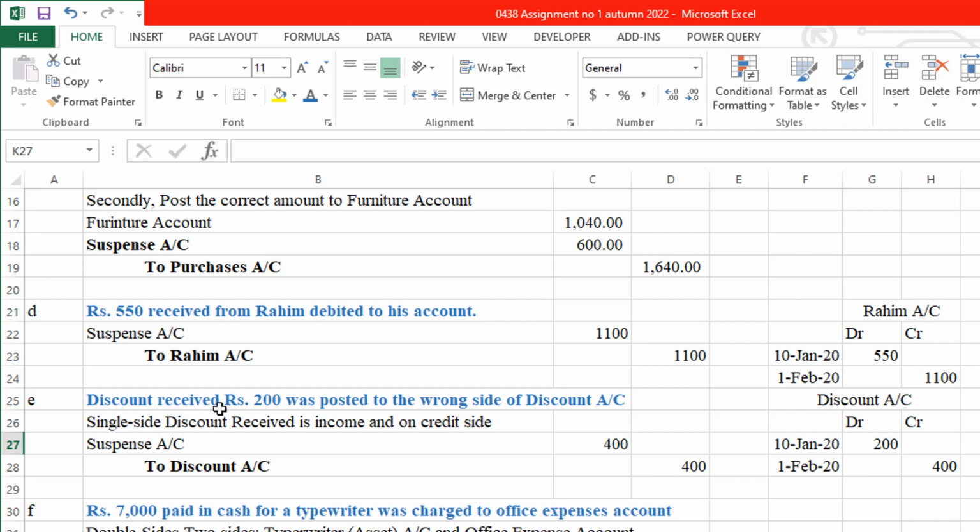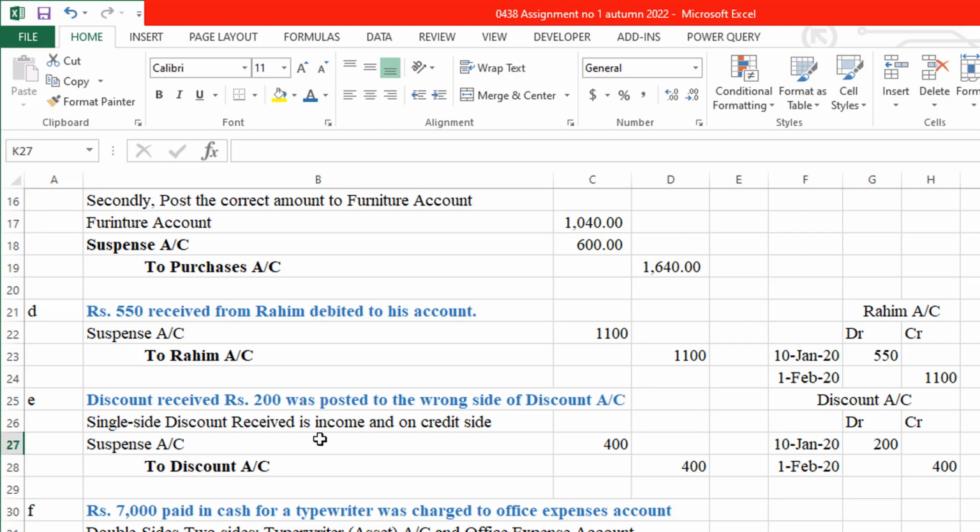Now discount received rupees 200 was posted to the wrong side of the discount account. Discount account is that one which has two kinds of transaction: discount received and discount allowed. If you are discount allowed, it will occupy the debit side. If you receive discount received, it will go to the credit side of the discount account. Discount received is always income of the business, and discount allowed is always the expense of the business. So here is this income, but it is posted under the debit side, so we have to correct this one. Again, discount received is a single side error, so only discount account is involved.